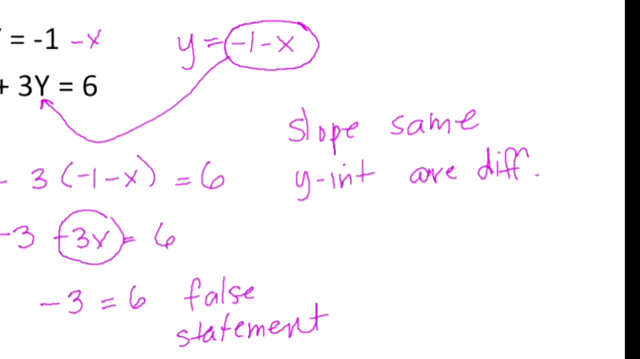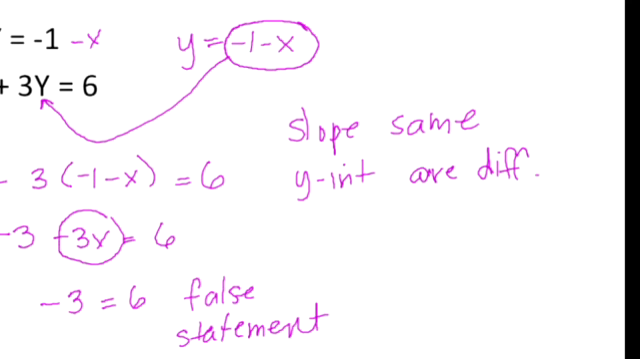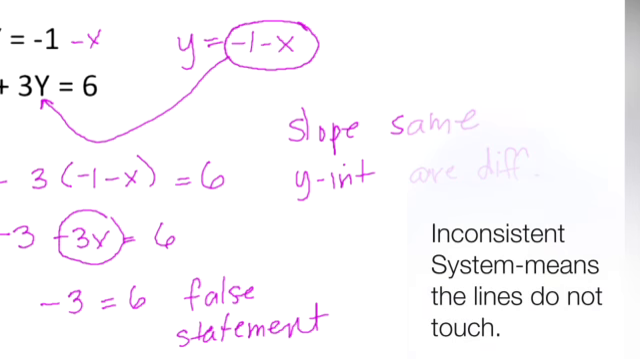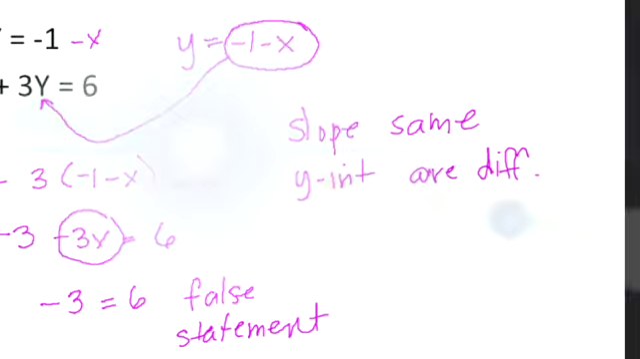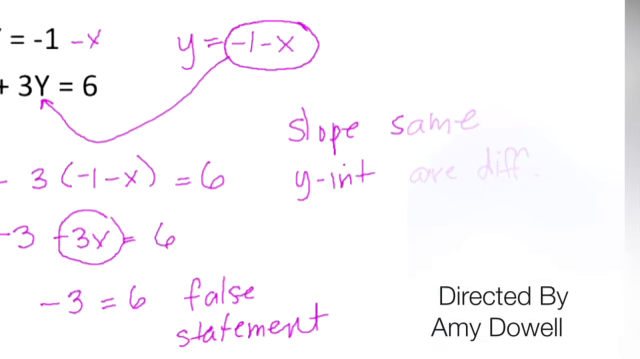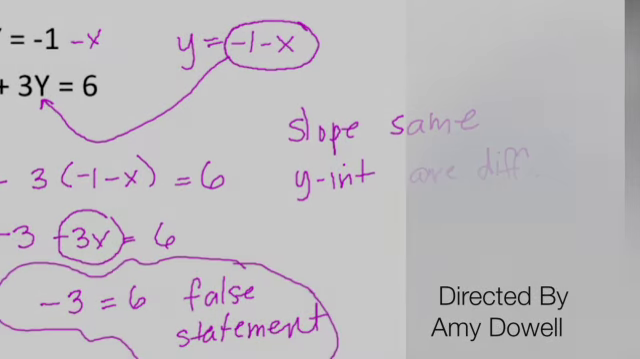But this word right here might be a new word for you. Okay? This is called an inconsistent system of linear equations. Inconsistent system of linear equations. How can we tell algebraically? We ended up with this funky false statement down here.